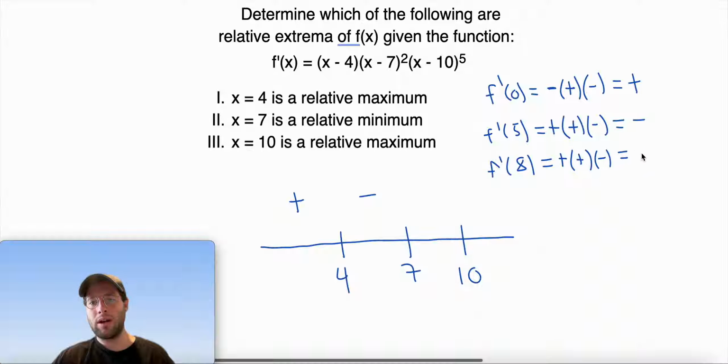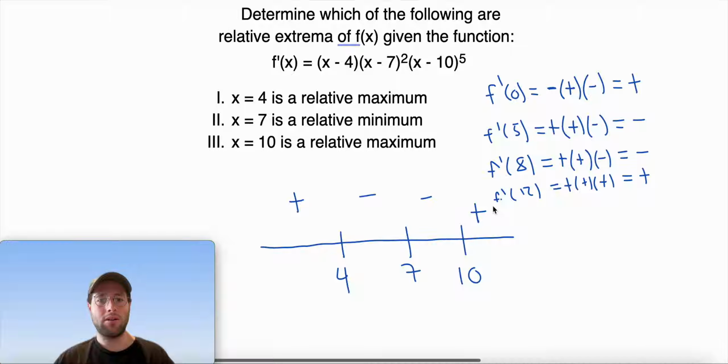So this one will have, again, a negative interval. And then for this last one, I'm just going to plug in f prime of 12. So we have 12 minus 4. That will be positive. The middle term is positive. And then, let's see, 12 minus 10, that's going to be 2. So that's a positive value. Raising to the 5th power, it will still be positive. So we have a positive here. So this interval right here will be positive.